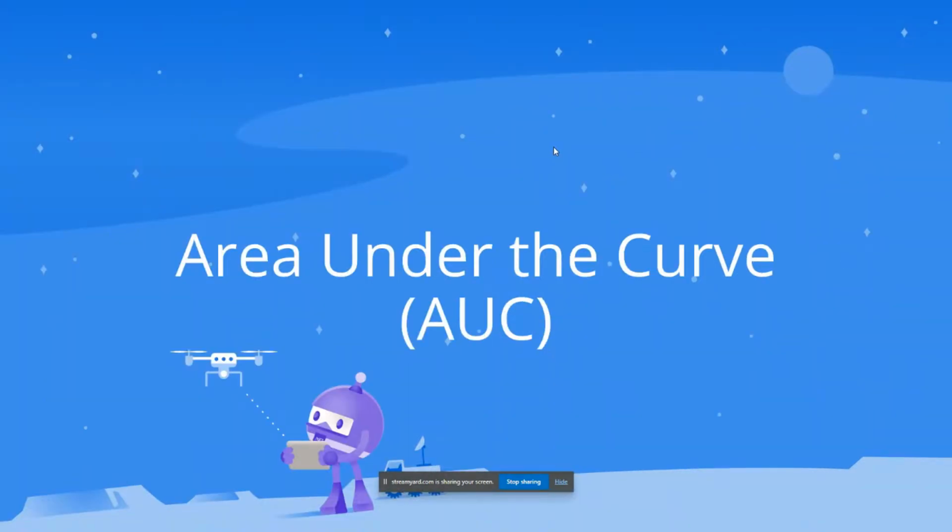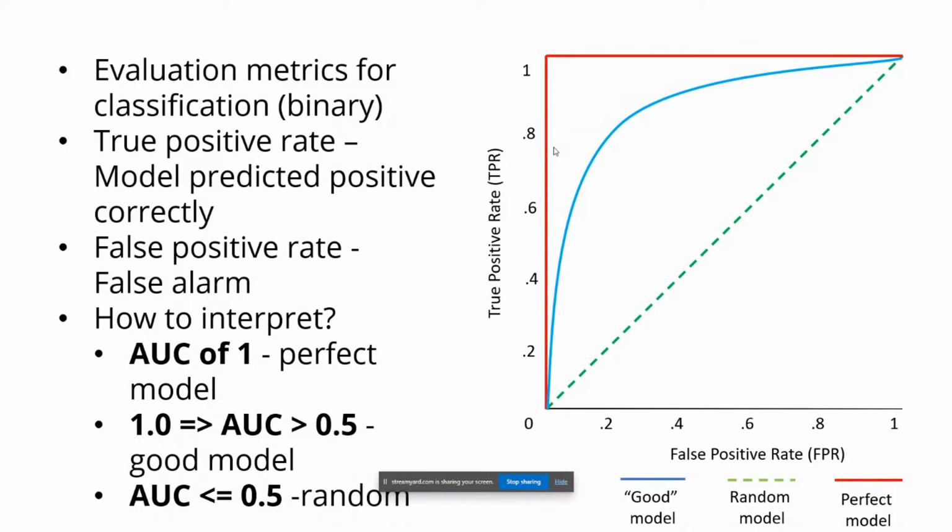All right, so area under the curve. There's actually a lot of math that goes into it, but I'm not going to get into the math. I'm going to talk conceptually about what you should be looking out for. Typically, area under the curve is an evaluation metric to determine how well your model performs. It is applied to classification problems, specifically binary classification.